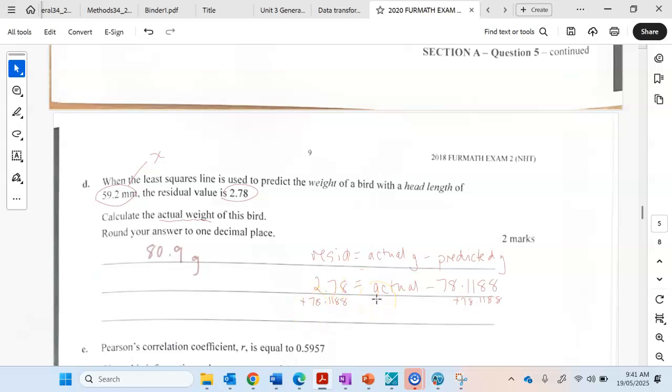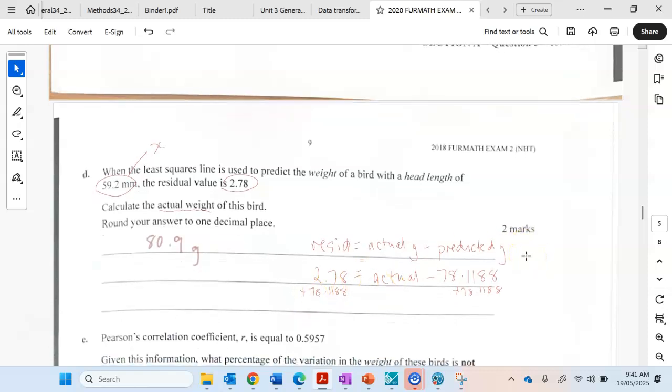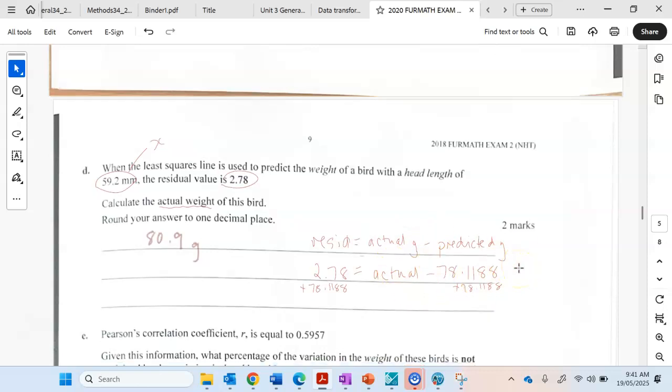If it's a show that question, you should never write calculator syntax or what you're putting on the calculator. It all has to be mathematical. You can do it on the side with your calculator, but you're not to write the calculator prompts in the question.